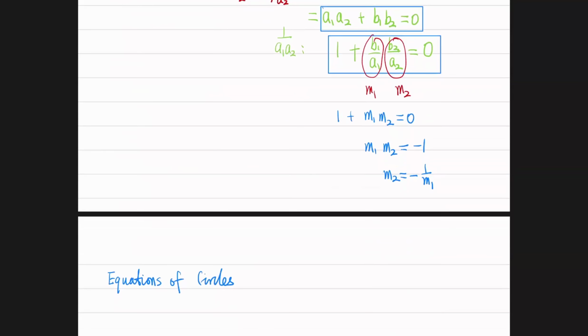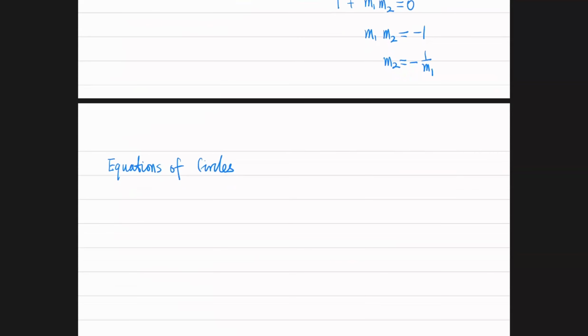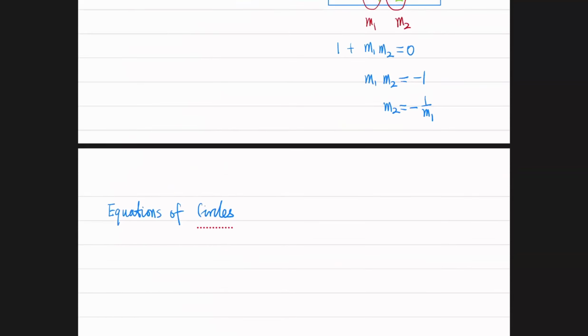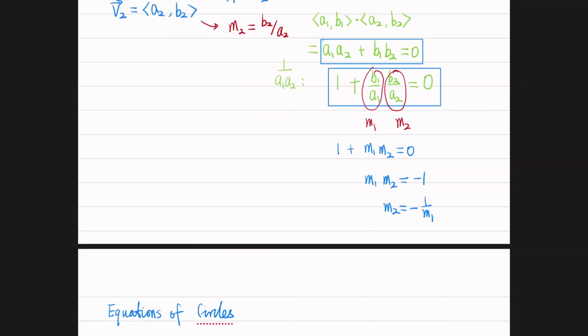You kind of get the slope the same way with vectors as with coordinates. So they are related. For example, if we have a vector with components A, B, then the slope of this vector will be B over A. B over A, yes.